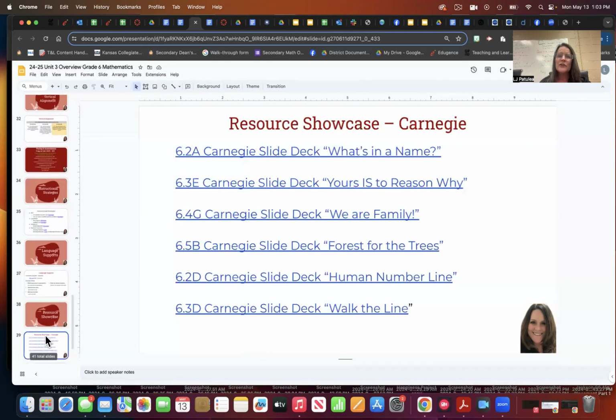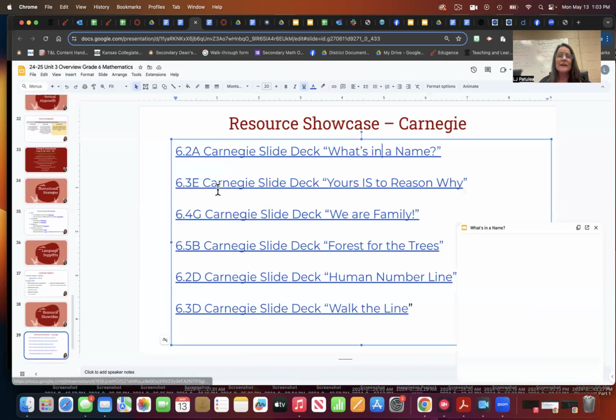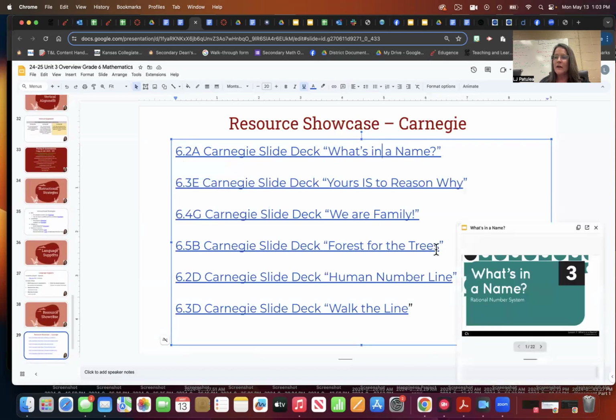Now we have a new resource this year, and that's going to be in Carnegie. We have a new grant, and every student in middle school now has access to the Carnegie materials. So within this unit, we've added some of these Carnegie slide decks. I really like these slide decks because they are very specific to the standard.